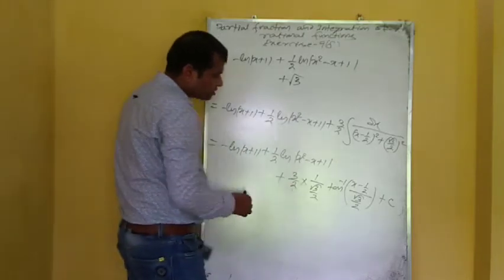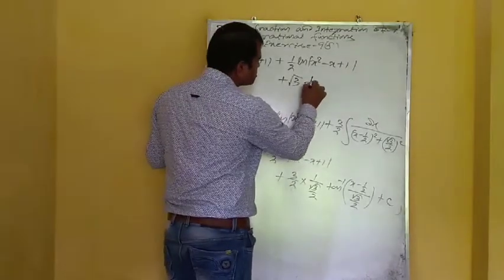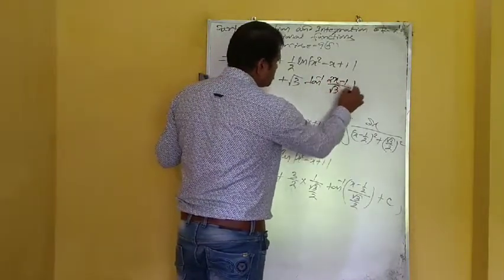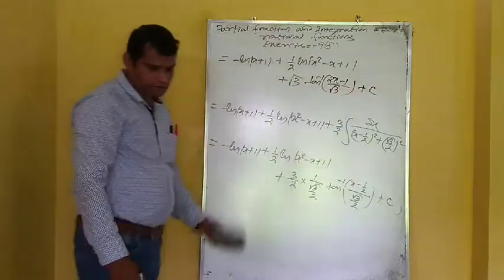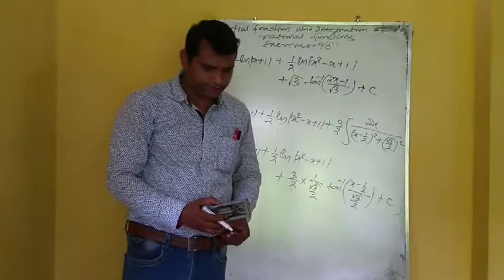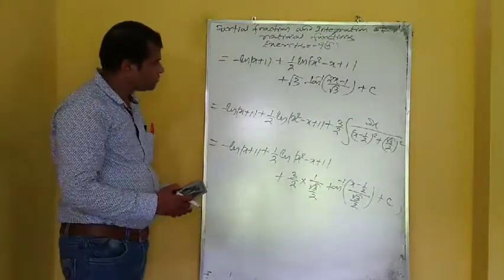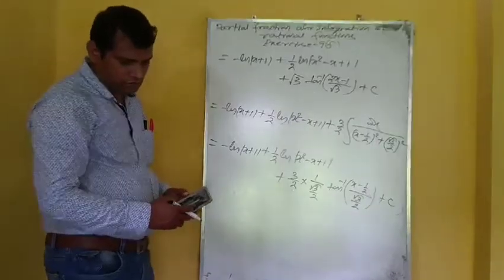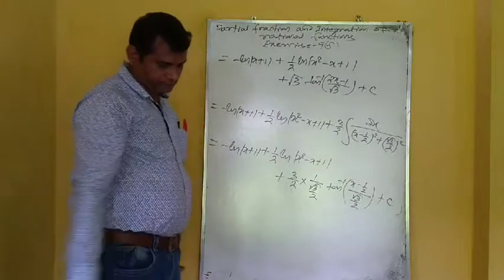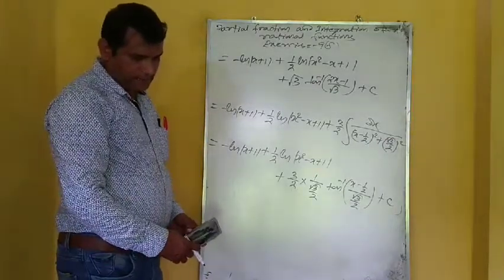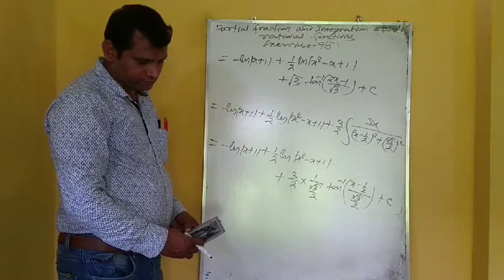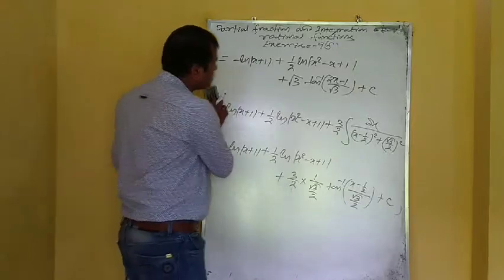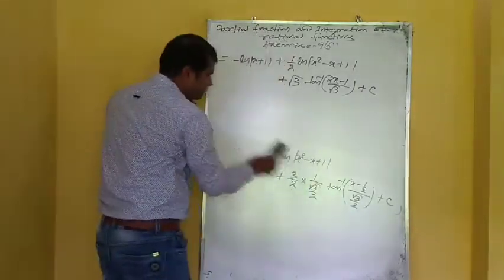that root 3 tan inverse 2x minus 1 by root 3 plus c.